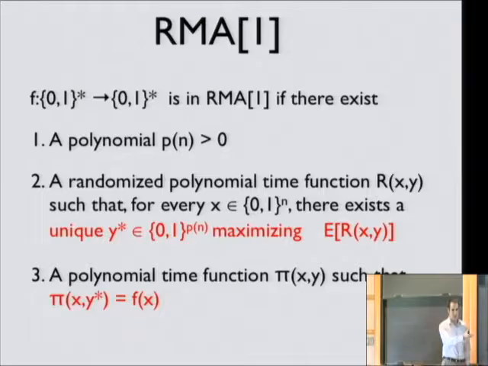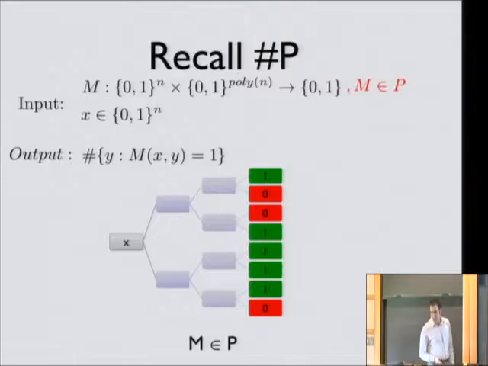Okay, this is the informal definition. The formal definition is basically the same thing written in sentences for those of you who like formal definitions. So we say that a function has a one-round rational Merlin-Arthur proof if there exists a polynomial, but more importantly, a reward function such that for every input x, there exists a unique certificate y of this polynomial length, maximizing the expected reward, and a function pi such that with this unique certificate y star, you get the function.